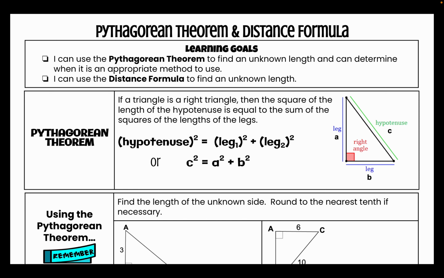Learning goals for this section are: I can use the Pythagorean theorem to find an unknown length and can determine when it is an appropriate method to use. I can use the distance formula to find an unknown length.